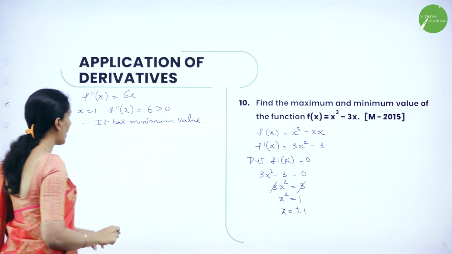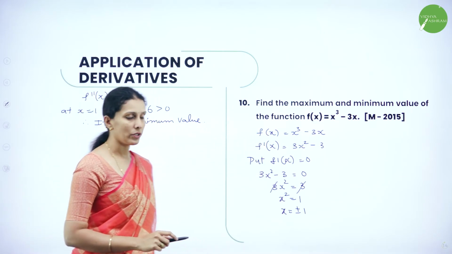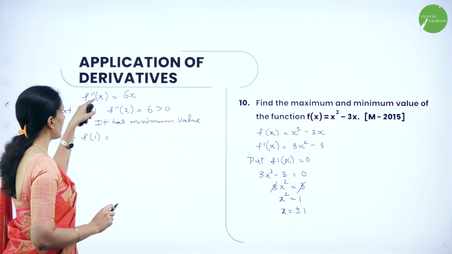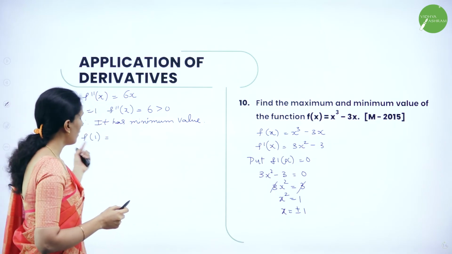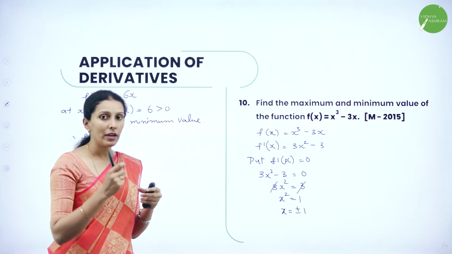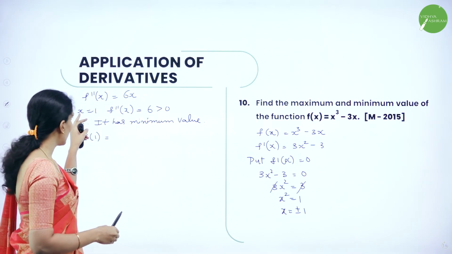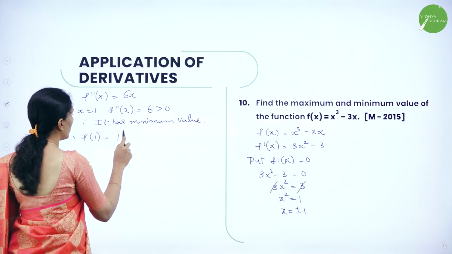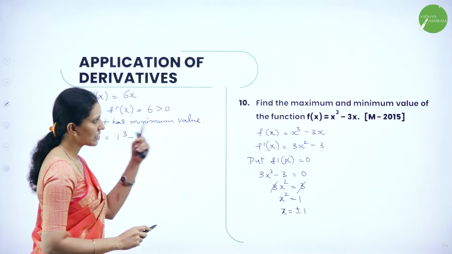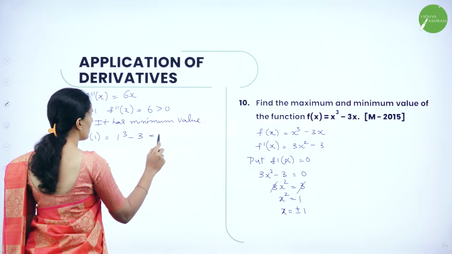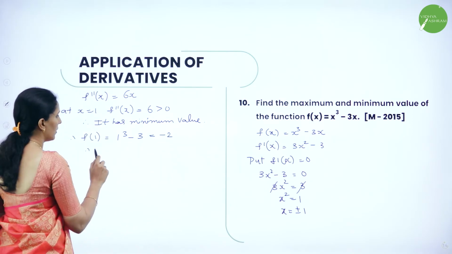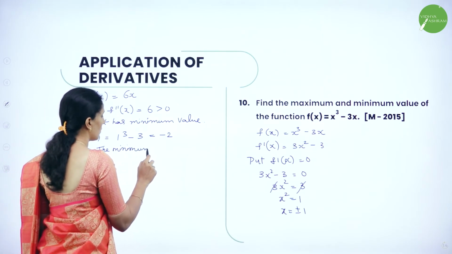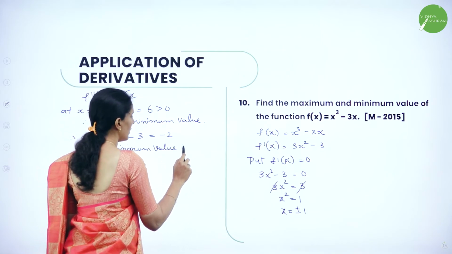Now what is that minimum value? Put x is equal to 1 in the given equation. So therefore, f of 1 is equal to, don't put in f double dash of 1, take the function in the form of f of x. Once you got it has a minimum value, you have to take the critical point and substitute in the given function. So this becomes 1 cube minus 3x, that is 3, which becomes minus 2. So therefore, the minimum value is minus 2.